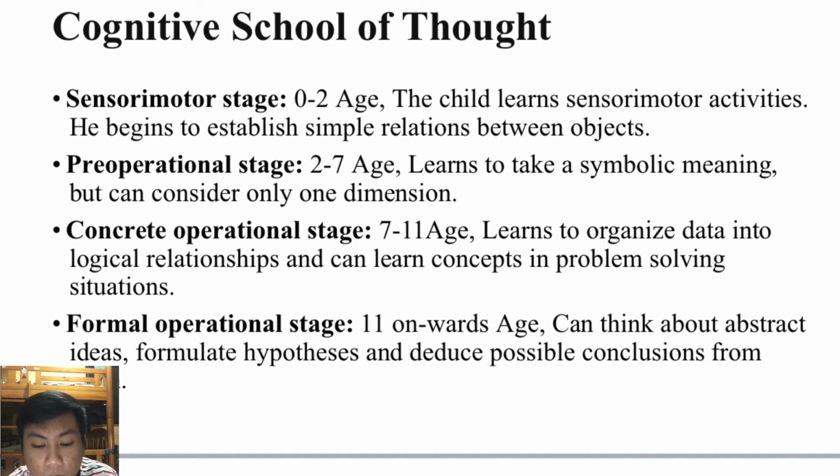Next and the last is the formal operational stage, which is 11 onwards. So this is the age that we have now, because it is onwards. So in the formal operational stage, we think abstractly and we think differently from the three other stages, and we are responsible enough in our behavior, in what we are doing right now.